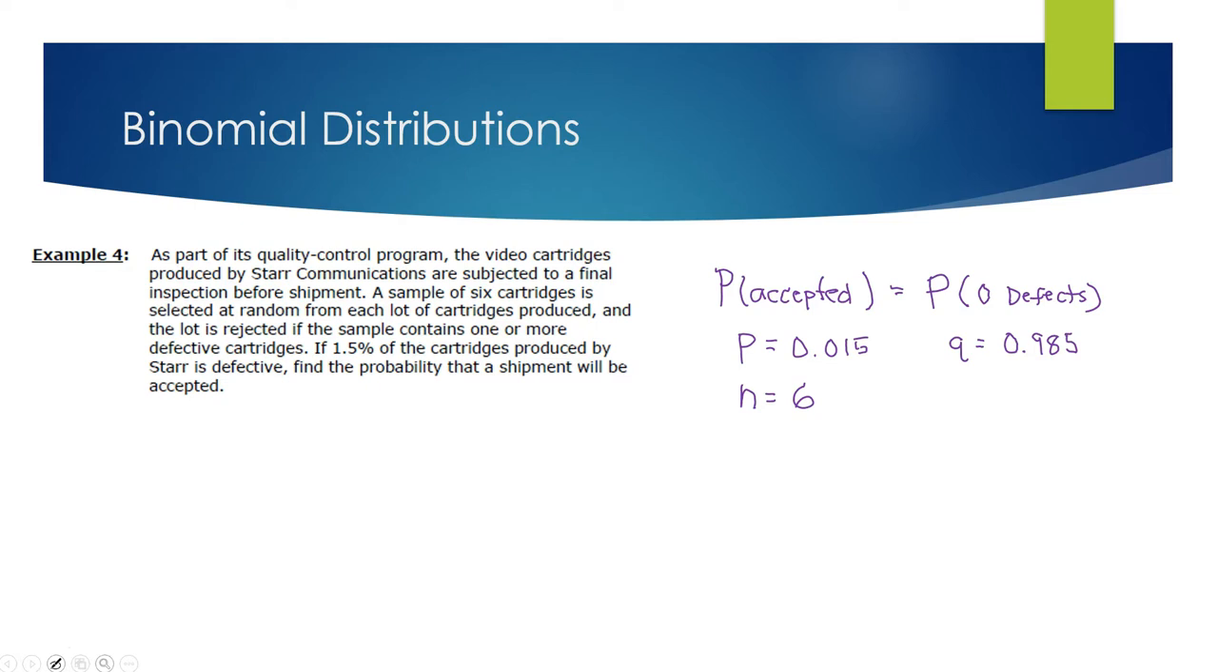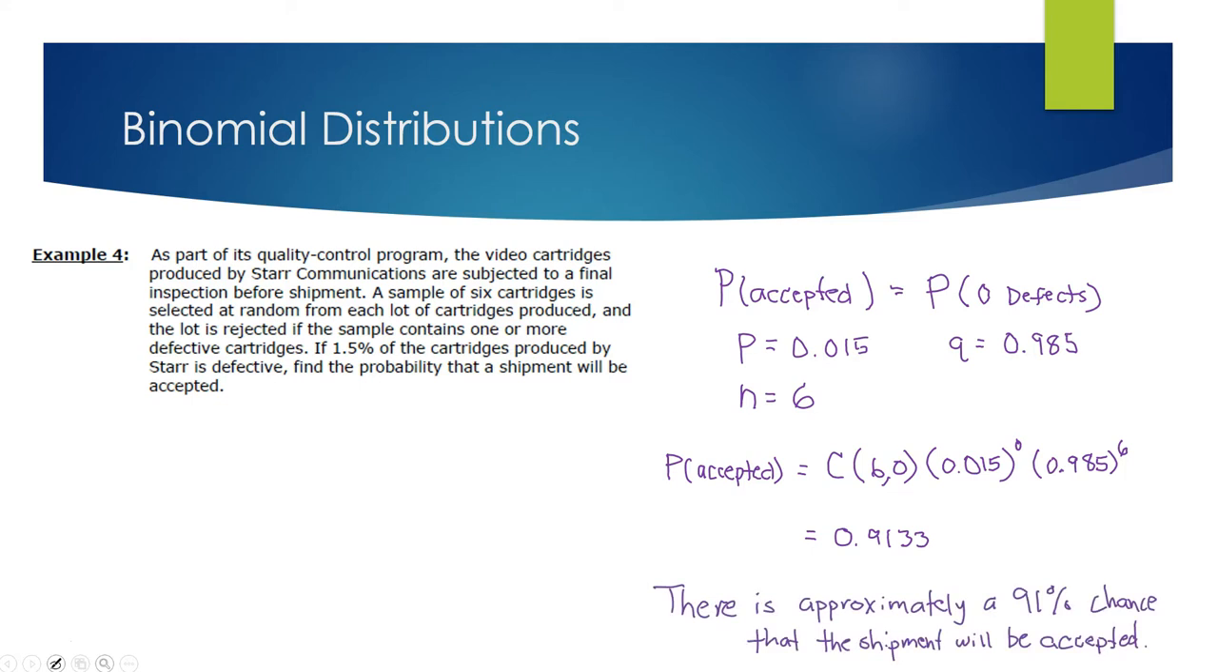So the probability of being accepted would be the combination of 6, 0, where n is 6 and x is the number of defects, which is none, times 0.015 to the 0 power times 0.985 to the 6th power. If I calculate that out, I get about 0.9133, which means there's about a 91% chance that the shipment will be accepted and shipped out. It's not going to be rejected and prevented from going out to the public.